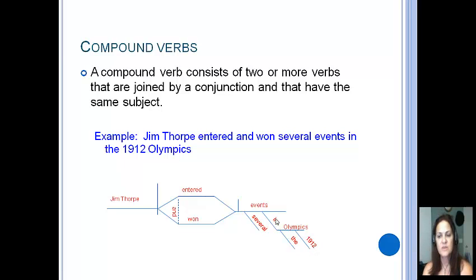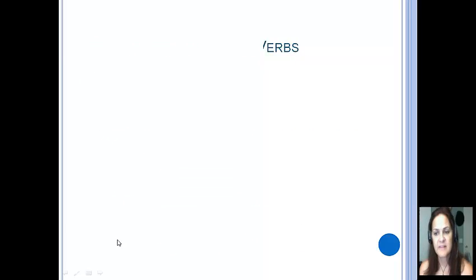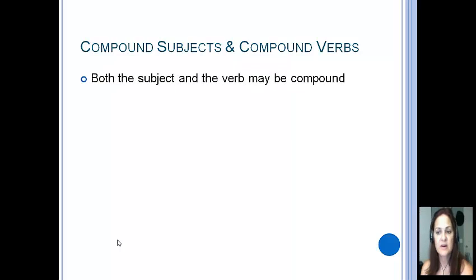Okay, so for the purpose of this lesson, our focus is on the compound verbs. And this is how you do it. In the middle here, for a compound verb, you have the two lines with your conjunction on your dotted line. Then the last thing we want to look at today is compound subjects and compound verbs, where both the subjects and verbs may be compound.